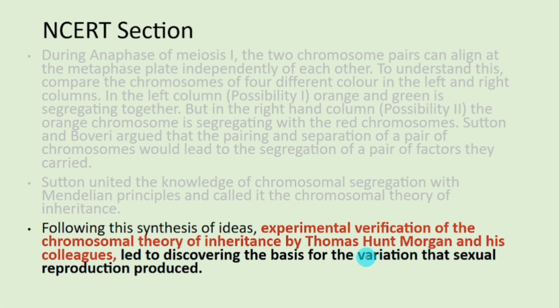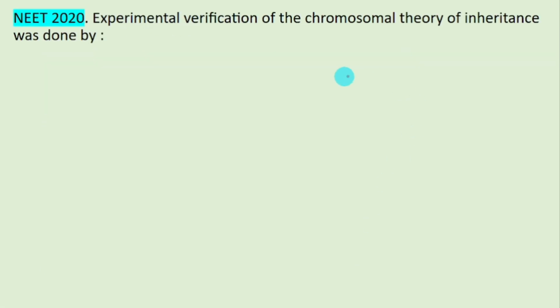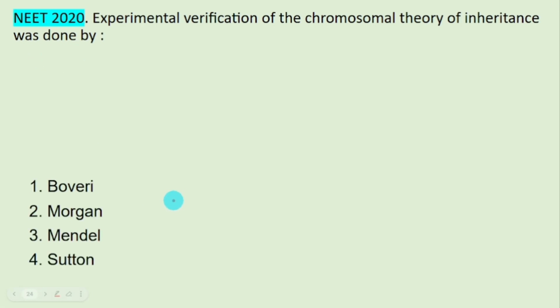So based on this statement, there is one single question on chromosomal theory of inheritance. This was asked in NEET 2020. Experimental verification of the chromosomal theory of inheritance was done by, the answer will be Morgan. So chromosomal theory of inheritance was proposed by Sutton and Boveri and experimental verification was given by Morgan. Okay, this is what you have to remember.